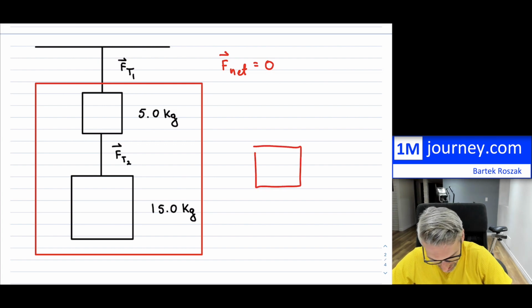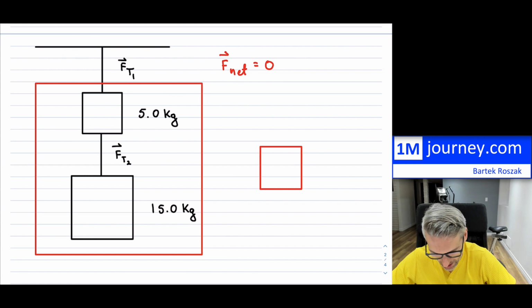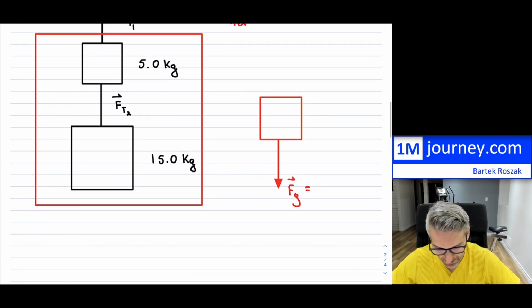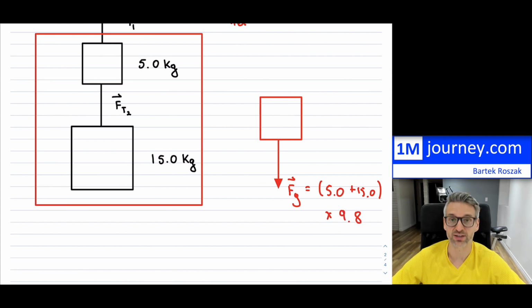You would just say, okay, my free body diagram now is a combination. It will have a force of gravity, which is going to be pulling it down. And this force of gravity now has a mass that is both, so it's going to be the 5 kilograms plus the 15 kilograms, and then multiplied by our standard 9.8 meters per second squared.